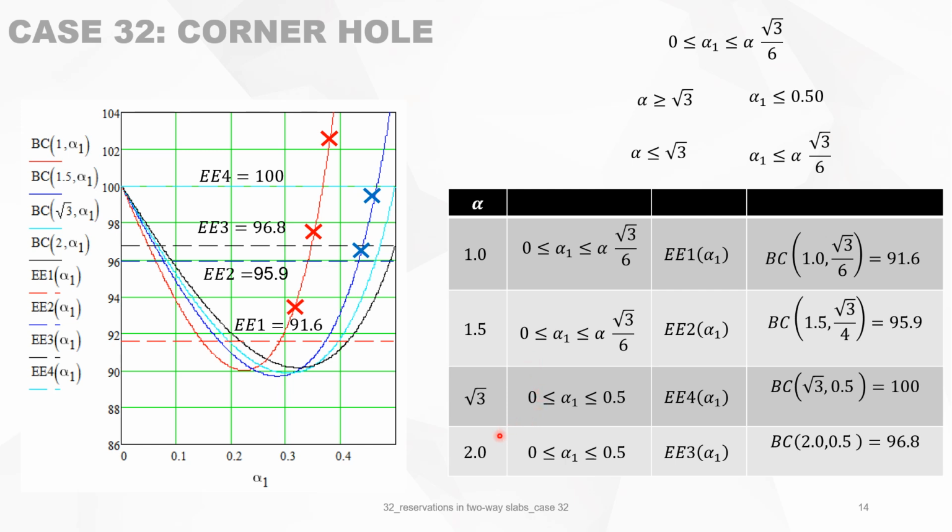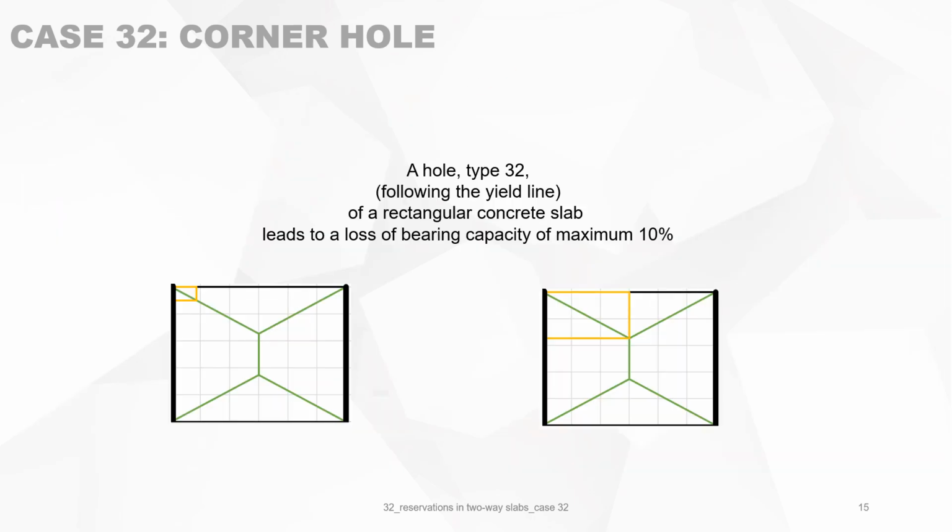And then we can do the same for the limit value, square root of 3. Of course, for the square root of 3, then it is equal to, this is the blue line, 100%. And for alpha equals 2, we have E3, which is 96.8. So for the 96.8, this is the black limit. So we can conclude that the whole type 32, following the yield line from there to there, of a rectangular concrete slab leads to a loss of bearing capacity of maximum 10%.